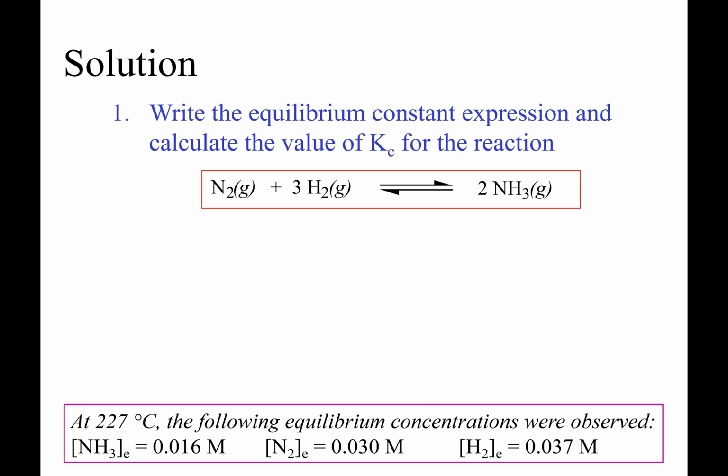First one. Equilibrium constant expression would look like this. Okay, so it's the molar concentration of the product, NH3, raised to the second power, divided by the molar concentration of N2 raised to the first power and H2 raised to the third power.